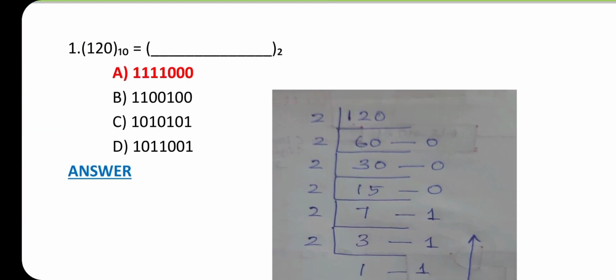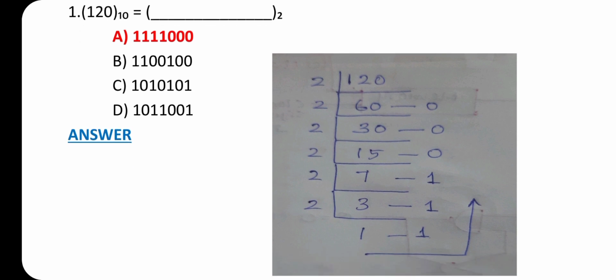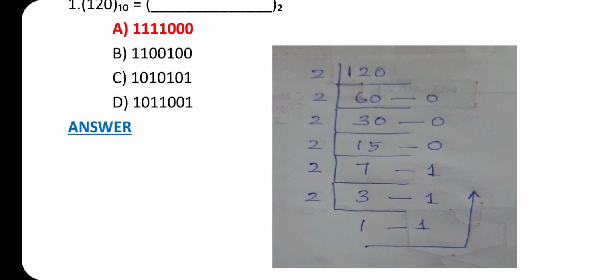Consider the first question. Decimal equivalent of 120 is equivalent to binary equivalent of, answer is option A, 1111000. This is how we get, like dividing the decimal number with the binary radix, which is 2. 120 divided by 2, we get answer 60 and remainder 0. Again divide 60 with 2, we get answer 30 and remainder 0.